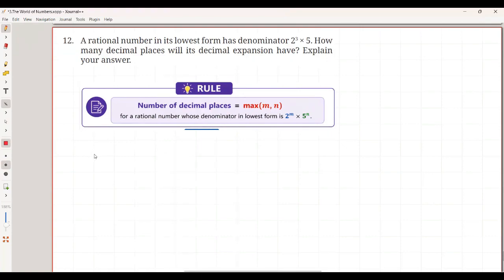So we can just write: number of decimal places is equal to the maximum of 2 power 3 and 5 power 1. You can just take it as 5 power 1. The maximum is 3. The answer is 3. Therefore, the number of decimal places is equal to 3 is the answer for this question.